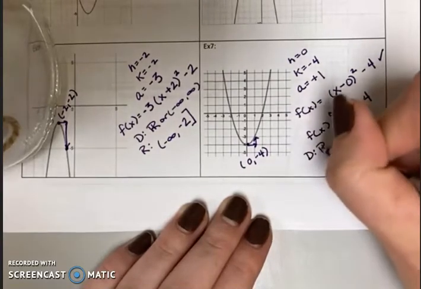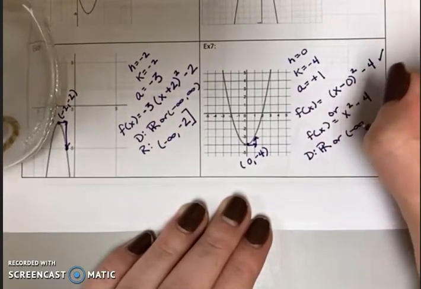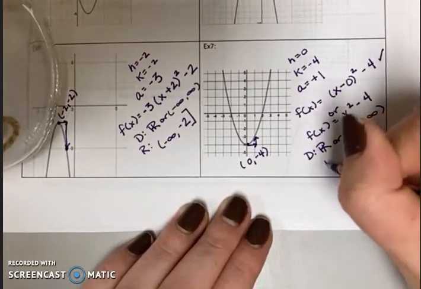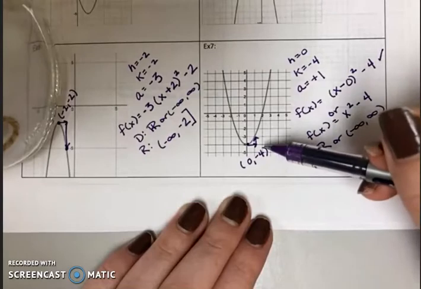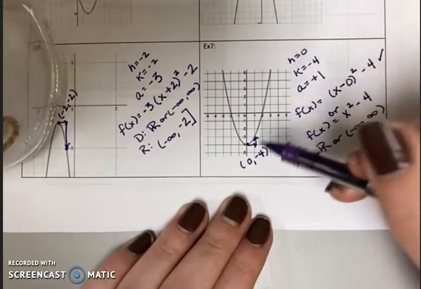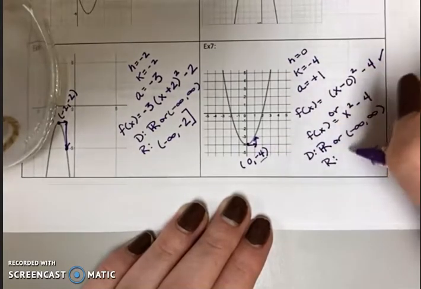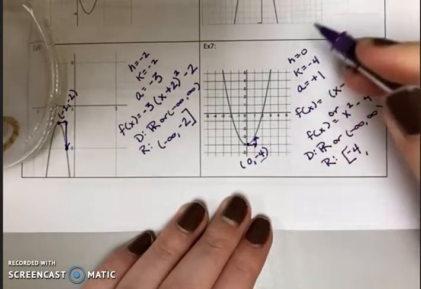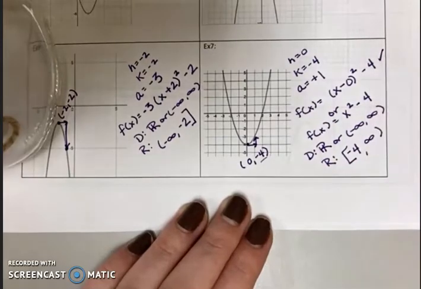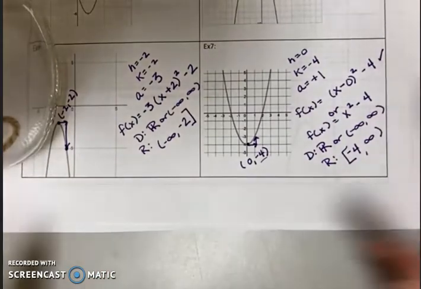Domain, because it's a parabola, is all real numbers, or you can write it using interval notation. And the range, remember, down to up, the lowest y value is -4, so I put a -4 with a bracket, and then it's going up towards +infinity, using a parenthesis because we cannot reach that.